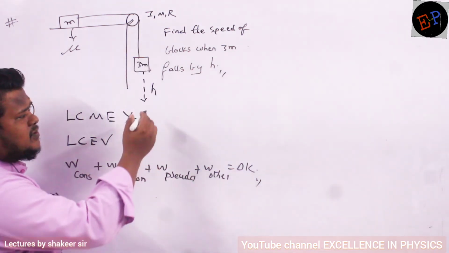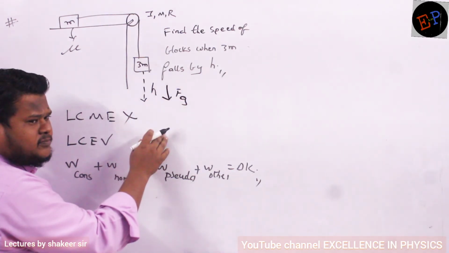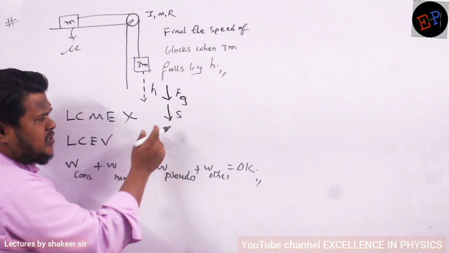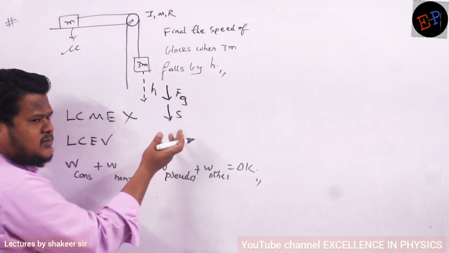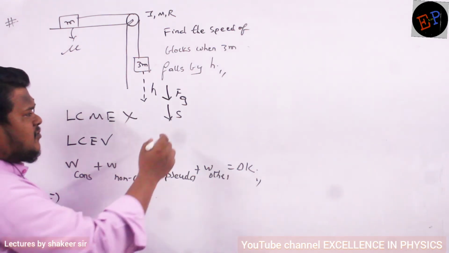Positive work. Why positive work? Gravitational force will be acting in the downwards direction. Displacement is also in the same direction. So the angle between them is 0, cos 0 is +1. Understood? Work done formula, do you remember?